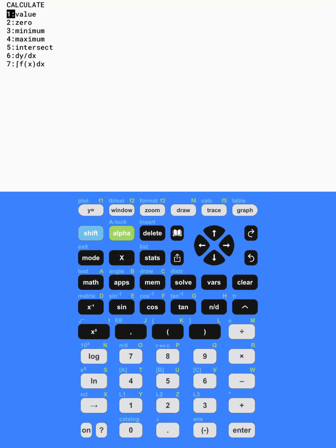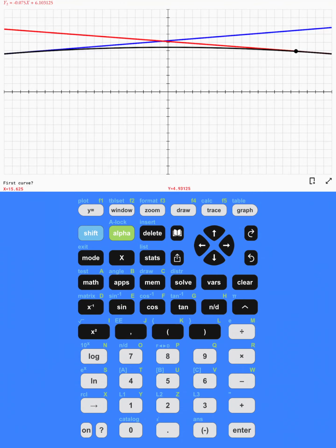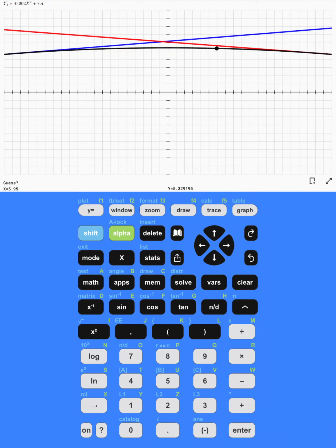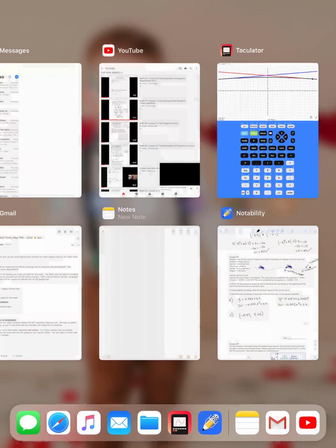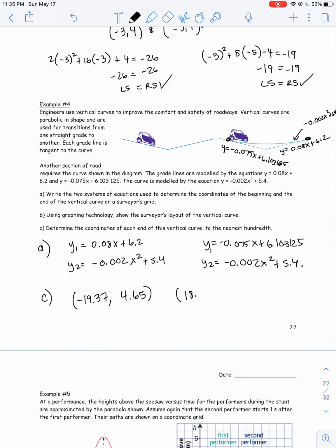And now we want to solve for the second point, second trace number 5. Move your cursor to the red. Then I need to be on the black one. Enter, enter again. And your point should be 18.09.